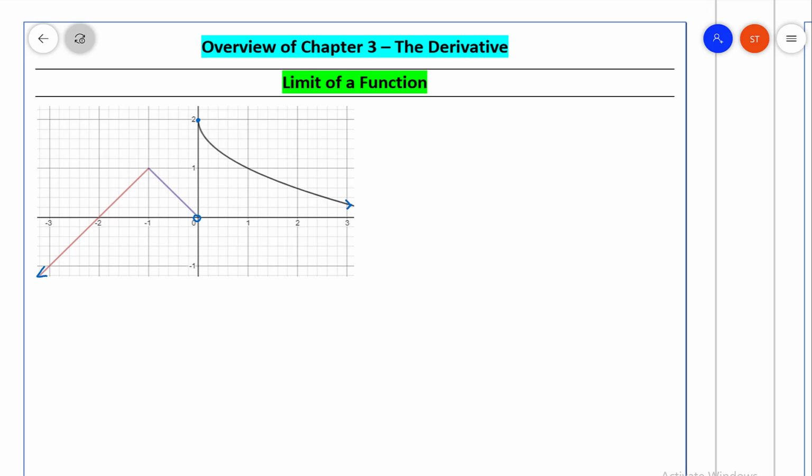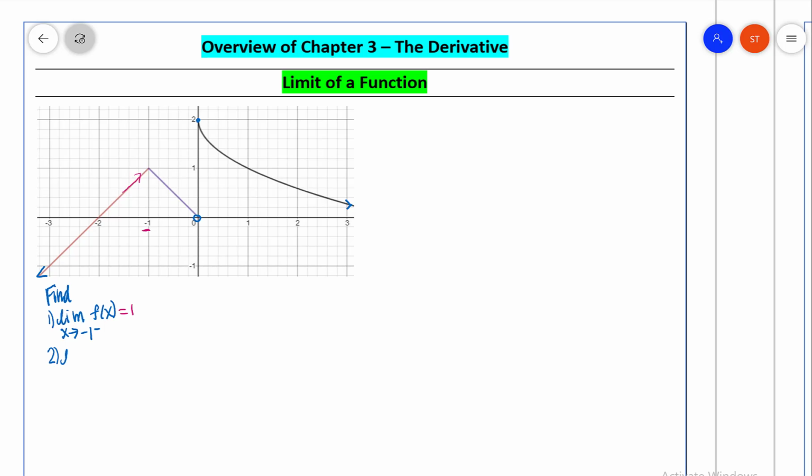Let's find. And the first one is the limit of f of x as x approaches -1 from the left. This little negative sign up there means from the left. And if we're coming from the left, what is the y value that is being approached? Well, that would be 1. So this is equal to 1.